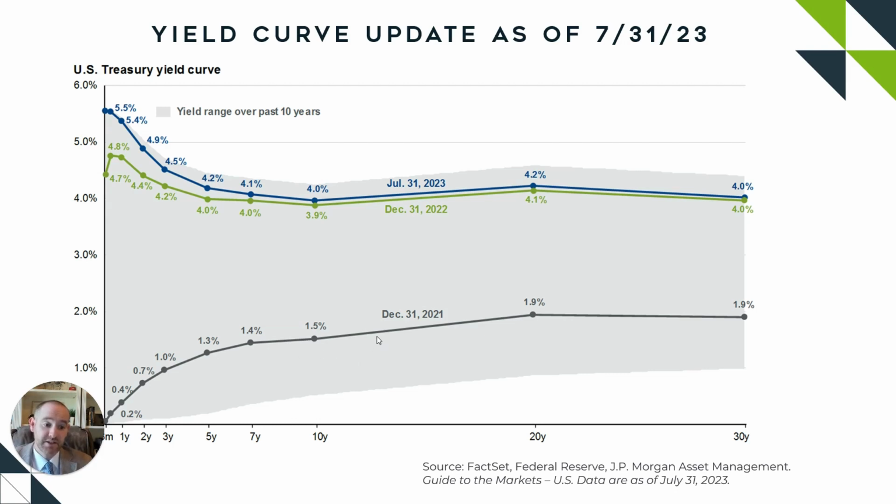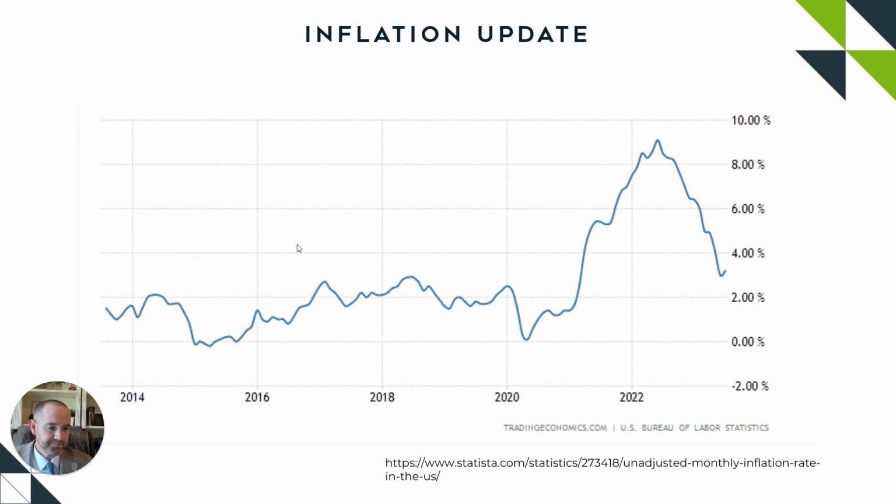Obviously, a lot has changed since 2021. And this jump in rates from '21 to '22 is what caused all the pain in the bond market during that time period. As interest rates rose, bond prices came down. We've seen a lot more stability in the bond market this year on the longer end of the curve. Short-term rates, again, have continued to rise.